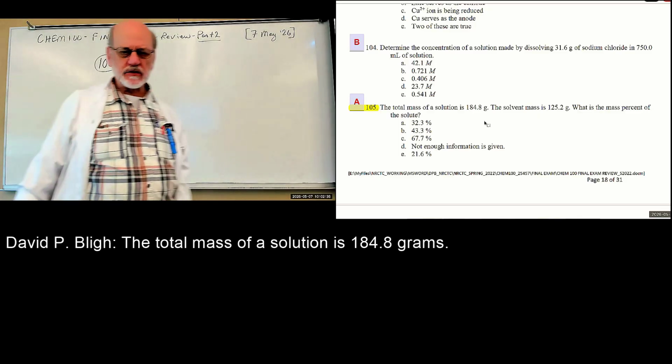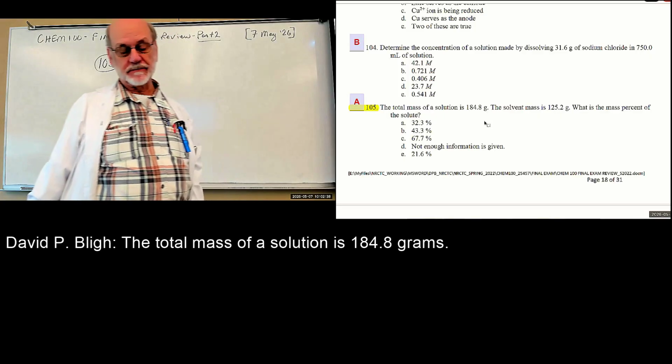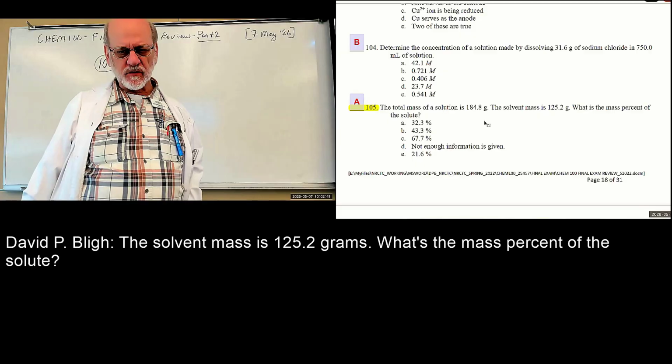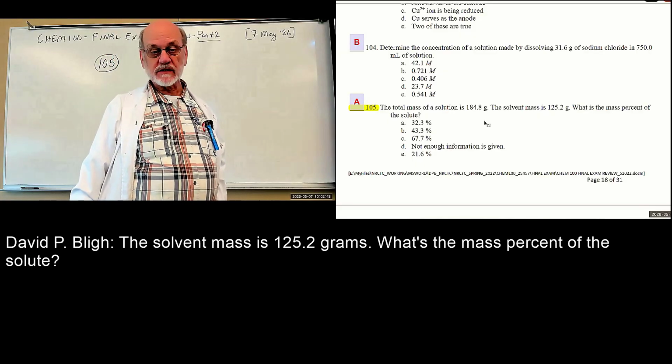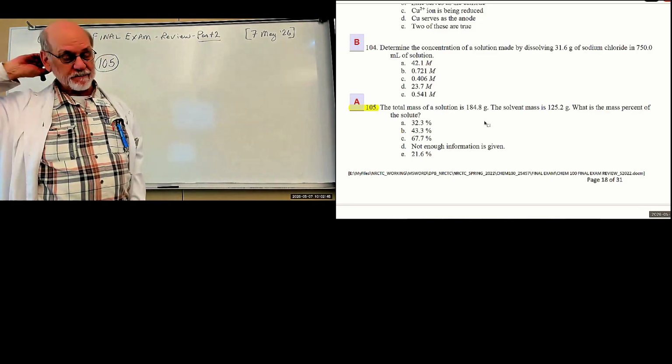The total mass of a solution is 184.8 grams. The solvent mass is 125.2 grams. What's the mass percent of the solute?